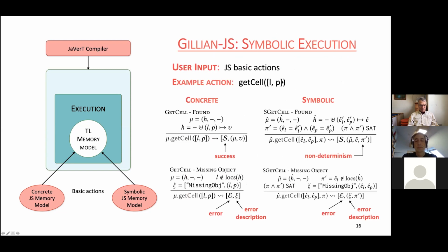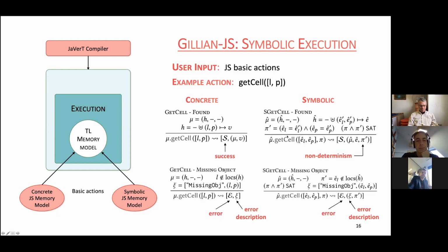So here we have get cell with a location and a property string. For this to succeed, we need the cell with the location and the property in the heap. It has a value, and here we are in the success case. When it's not in the heap, it has an error case and an error description.